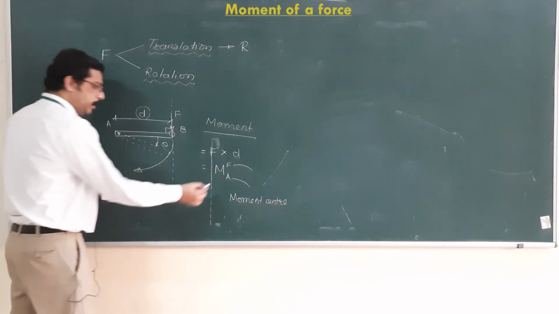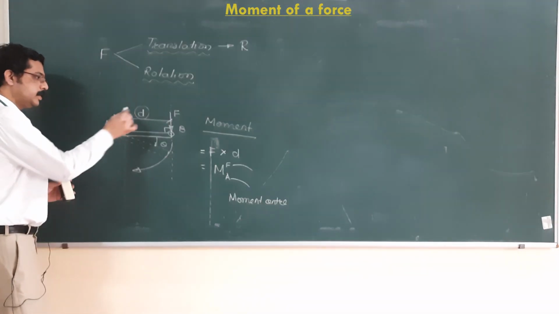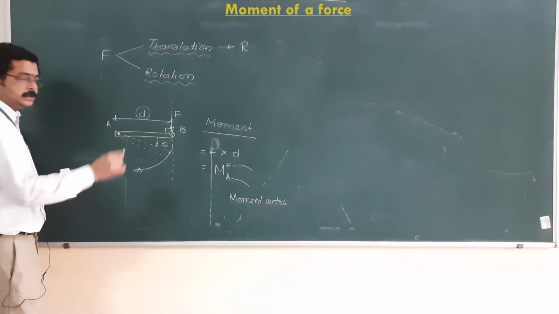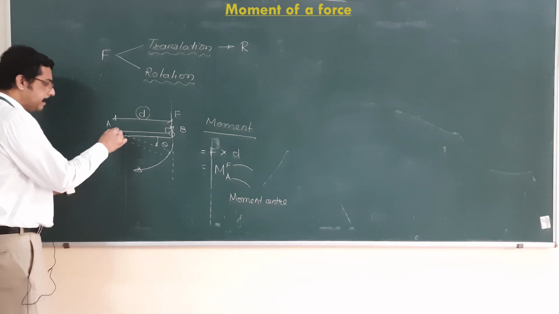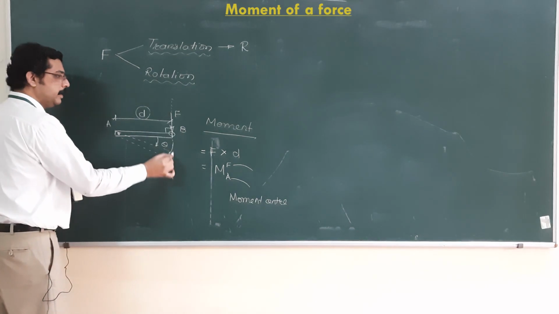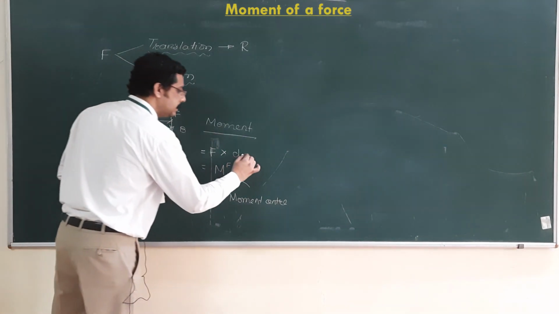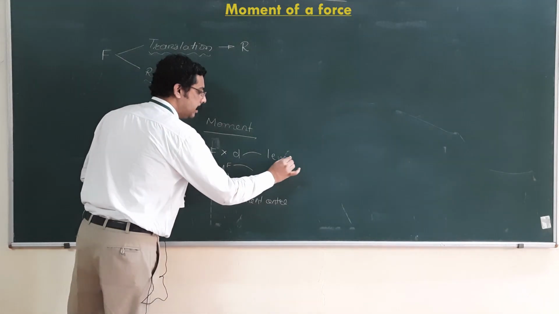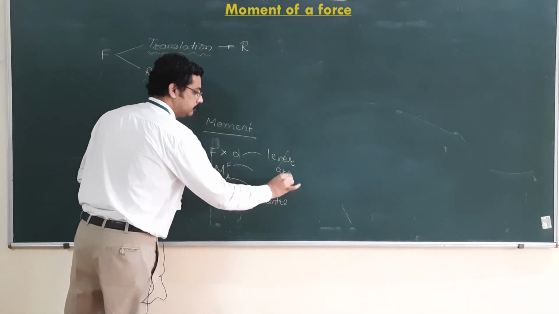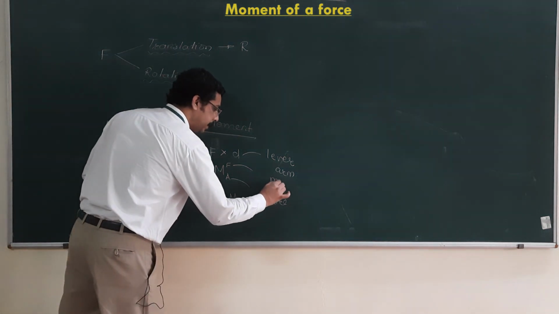Okay, so point A, which is pinned to the wall about which this rotation is occurring, it is called as moment center. The perpendicular distance between moment center and line of action of the given force, that is distance D, is called as lever arm. It is also called as moment arm.